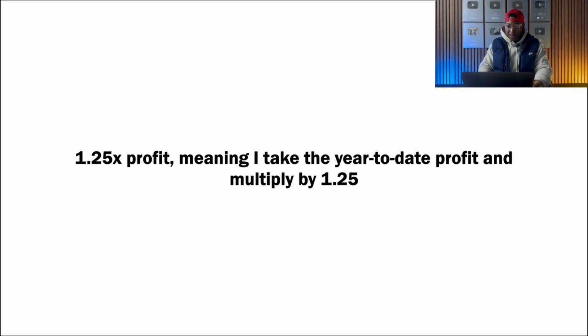So let's say the channel made $40,000 in 6 months and they spent $20,000. That means they have $20,000 profit. You're going to take $20,000 and multiply that by 1.25. That's going to be your offer price.